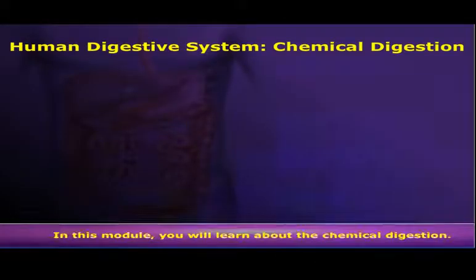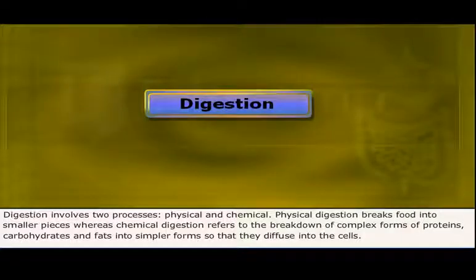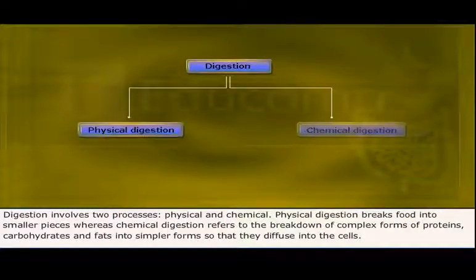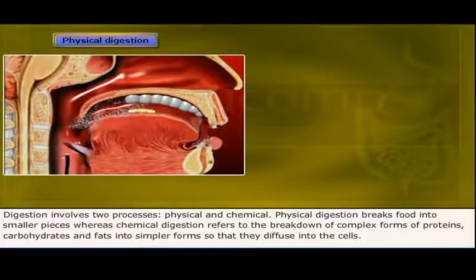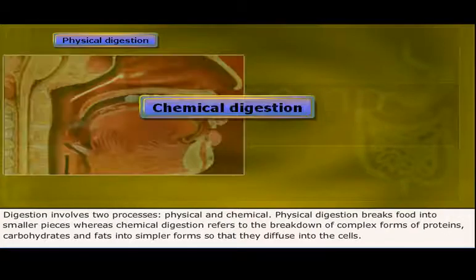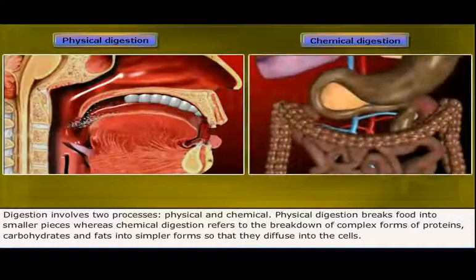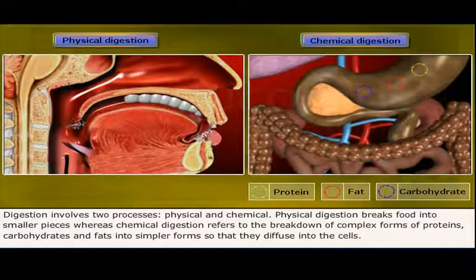The chemical digestion. In this module, you will learn about the chemical digestion that takes place in the human body. Digestion involves two processes, physical and chemical. Physical digestion breaks food into smaller pieces, whereas chemical digestion refers to the breakdown of complex forms of proteins, carbohydrates and fats into simpler forms so that they diffuse into the cells.